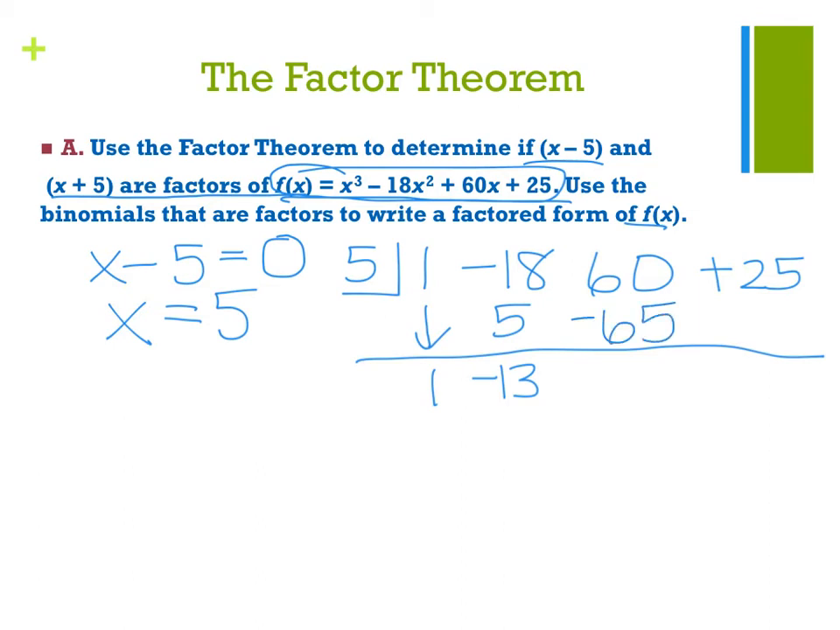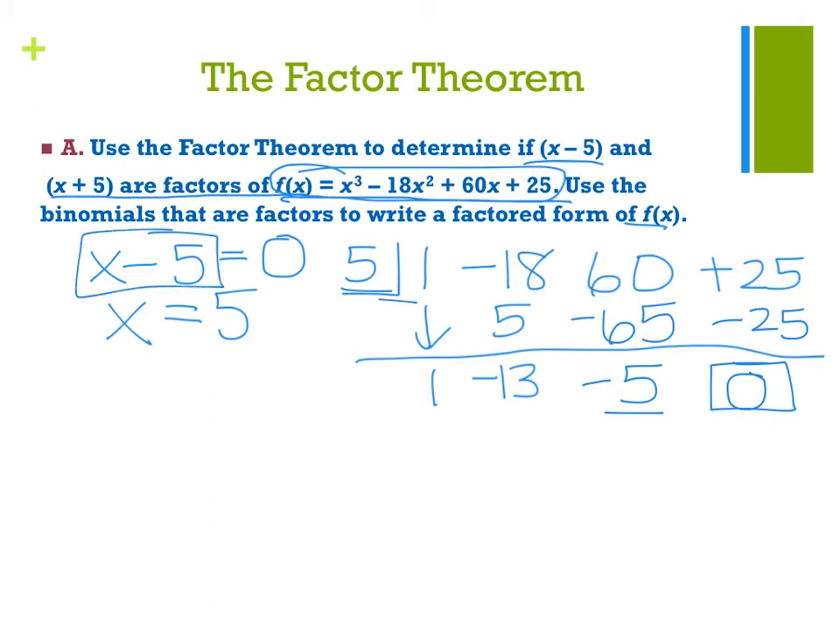Negative 65 plus 60 is negative 5. When I multiply negative 5 times the divisor, which is positive 5, we get negative 25, and we add the last column and we get 0. So since our remainder here is 0, that tells me that x minus 5 is a factor of this polynomial f of x.